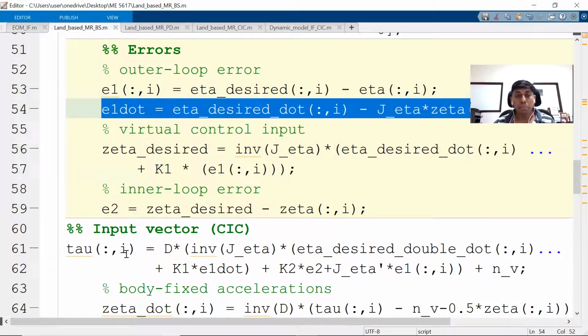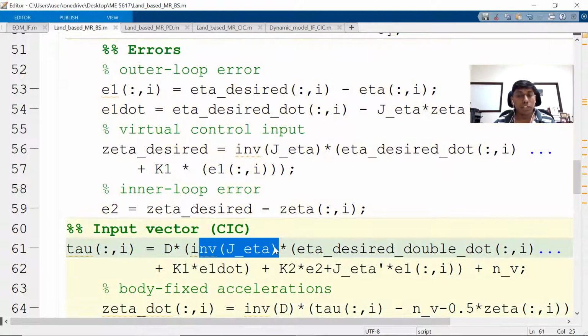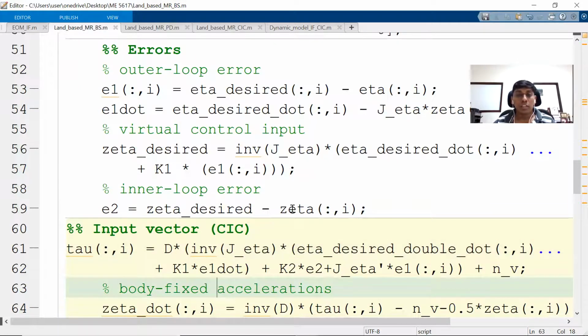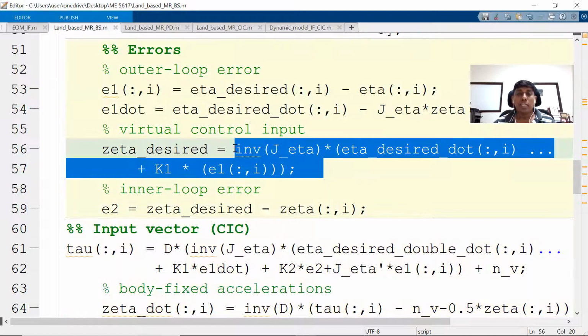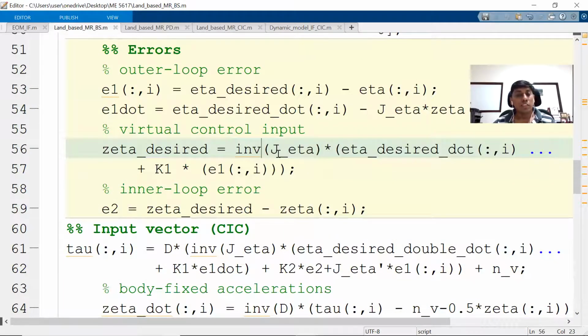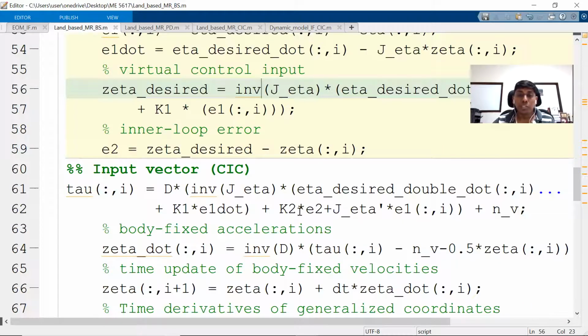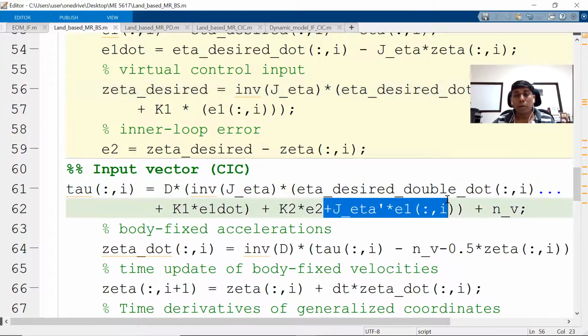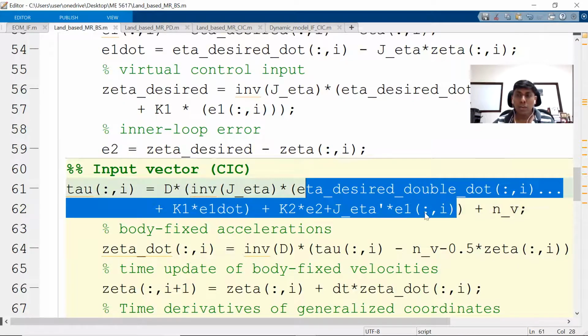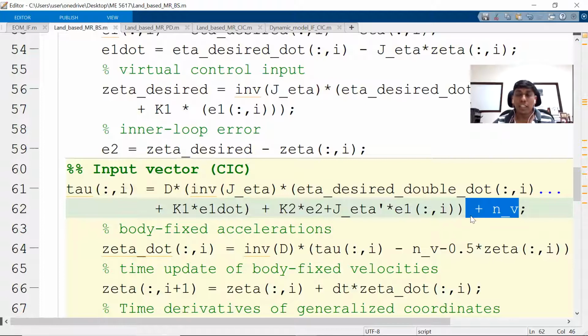So you can see the tau, which is the input, comes from the inverse of the Jacobian times eta desired double dot plus K1 E1 dot. I have taken a derivative of this, considering J1 eta dot to be a negligible amount while considering the product of all those things. That assumption we take. Then K2 E2 plus, in order to make the stable loop, we know J transpose times E1 will come. These we have all used. Then NV is for cancelling the nonlinear term, so in the sense, feedback linearization is done.